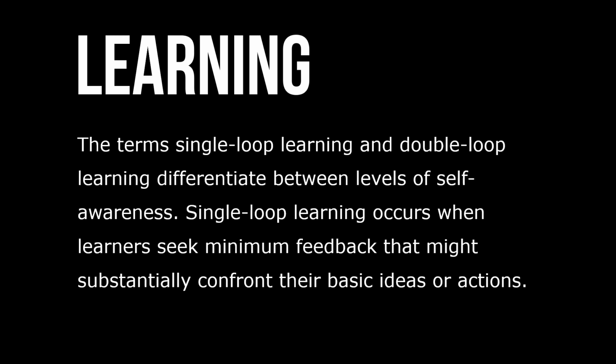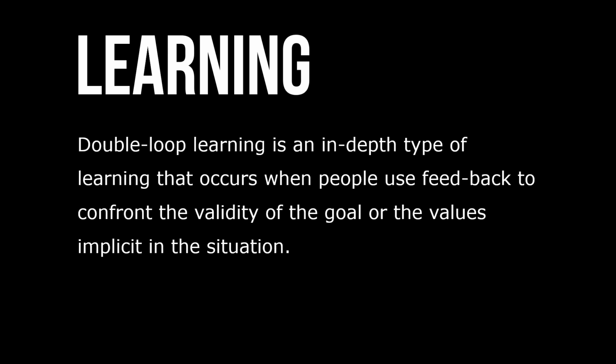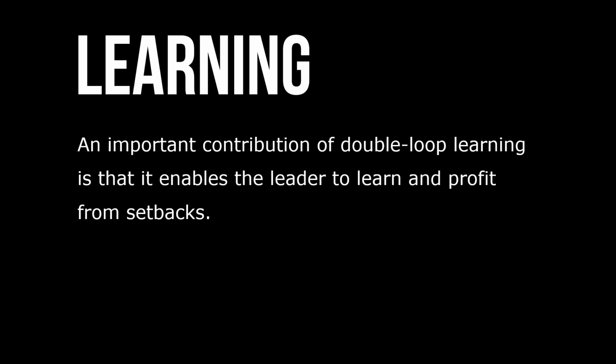The terms single loop learning and double loop learning differentiate between levels of self-awareness. Single loop learning occurs when learners seek minimum feedback that might substantially conflict with their basic ideas or actions. Double loop learning is an in-depth type of learning that occurs when people use feedback to confront the validity of their goal or the values implicit in the situation. An important contribution of double loop learning is that it enables the leader to learn and profit from setbacks.